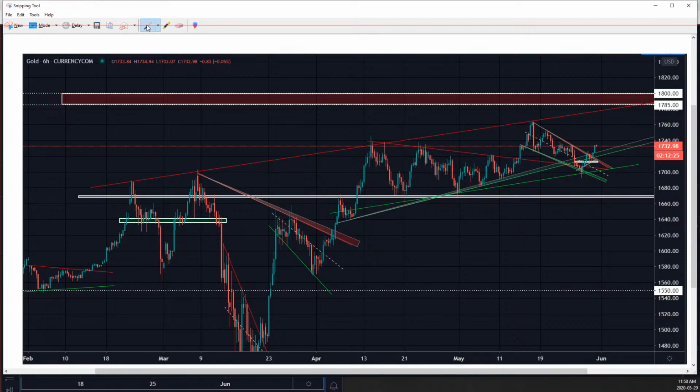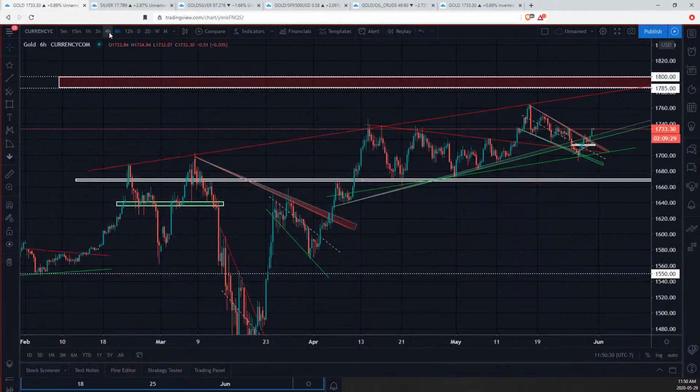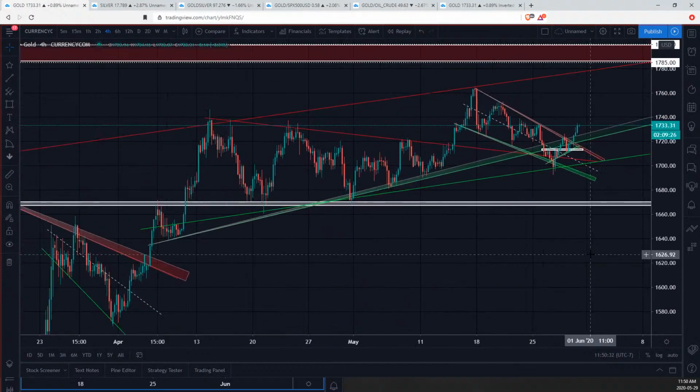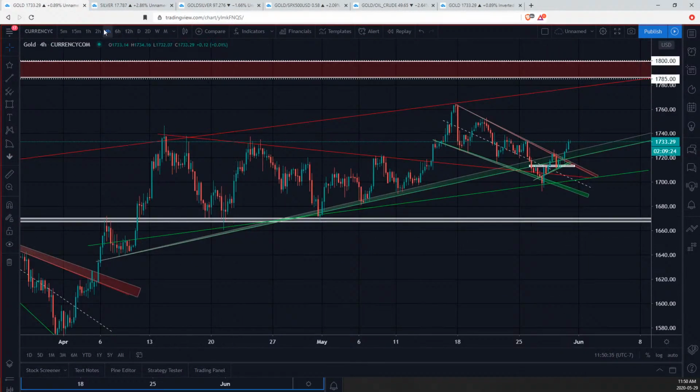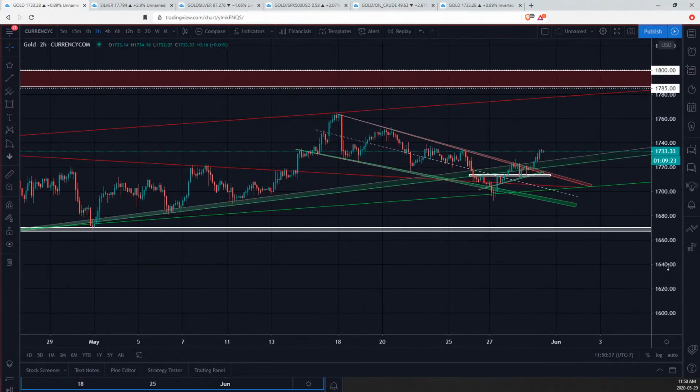All right, so, got a little bit of water. Not really going to get into the smaller time frames. That's basically what I see. Even if you zoom in, you're basically going to see that same structure, but on a smaller time frame.